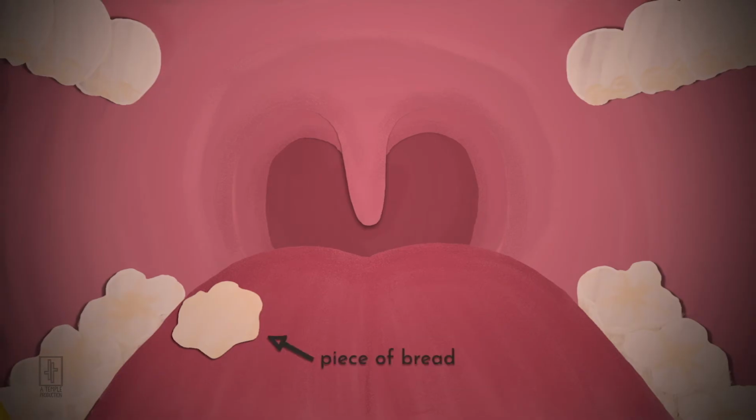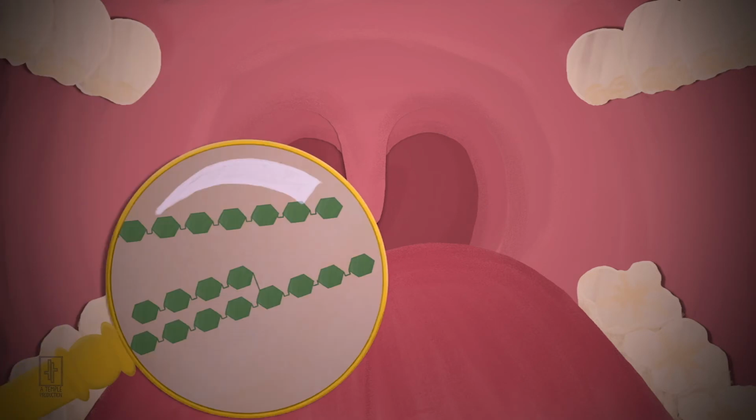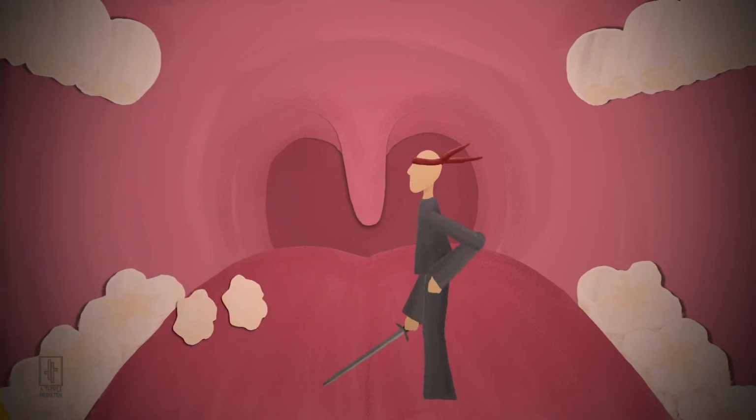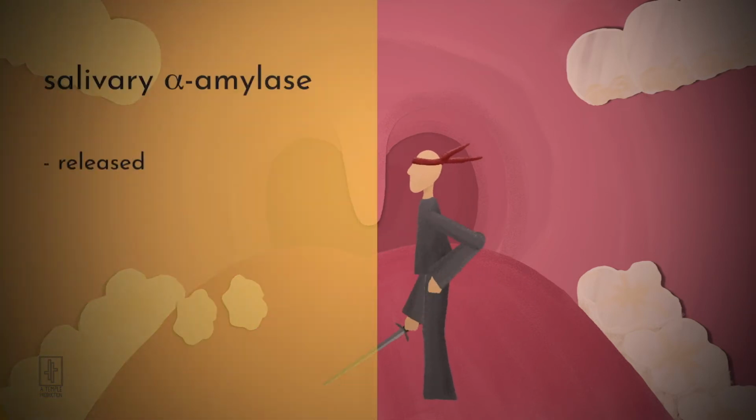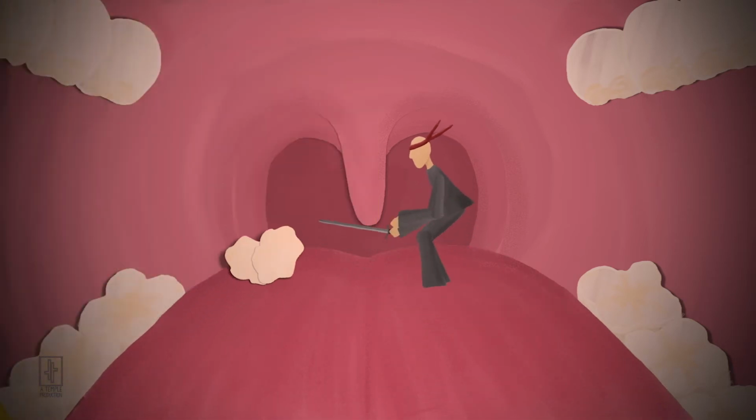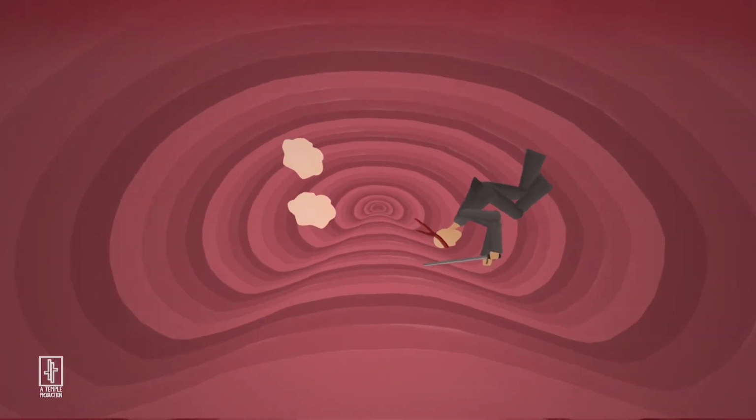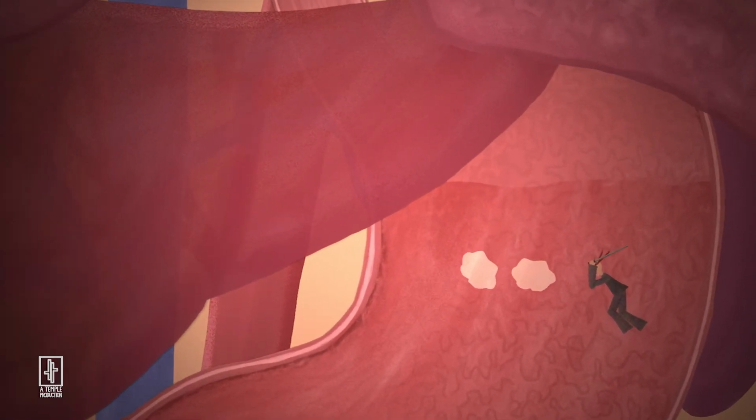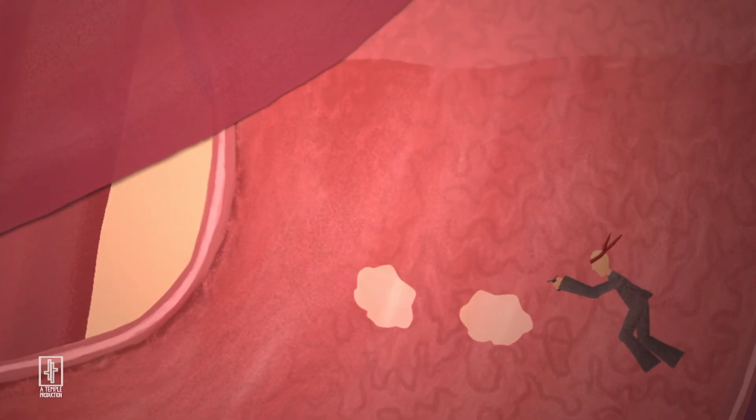This piece of bread, for example, contains starch molecules. These molecules are broken down further when your salivary glands release salivary amylase, an enzyme trained to break starch bonds. Swallowing moves the food down the esophagus and into the stomach. The acid in the stomach inactivates salivary amylase, so starch digestion stops for the moment.